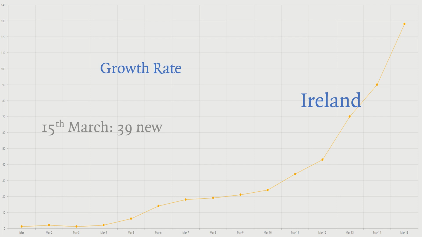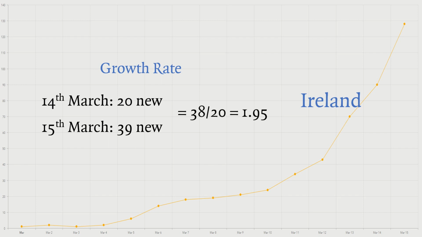If you're wondering about the growth rate in Ireland, today is the 15th of March. We had 39 new cases so far, as I'm recording. Yesterday we had 20 new cases. If you divide 39 by 20, it equals 1.95. So the growth rate in Ireland today is 1.95. It's quite high. So we're expecting a lot of infections, a lot of cases in the coming weeks. We're still at the beginning of the exponential phase.